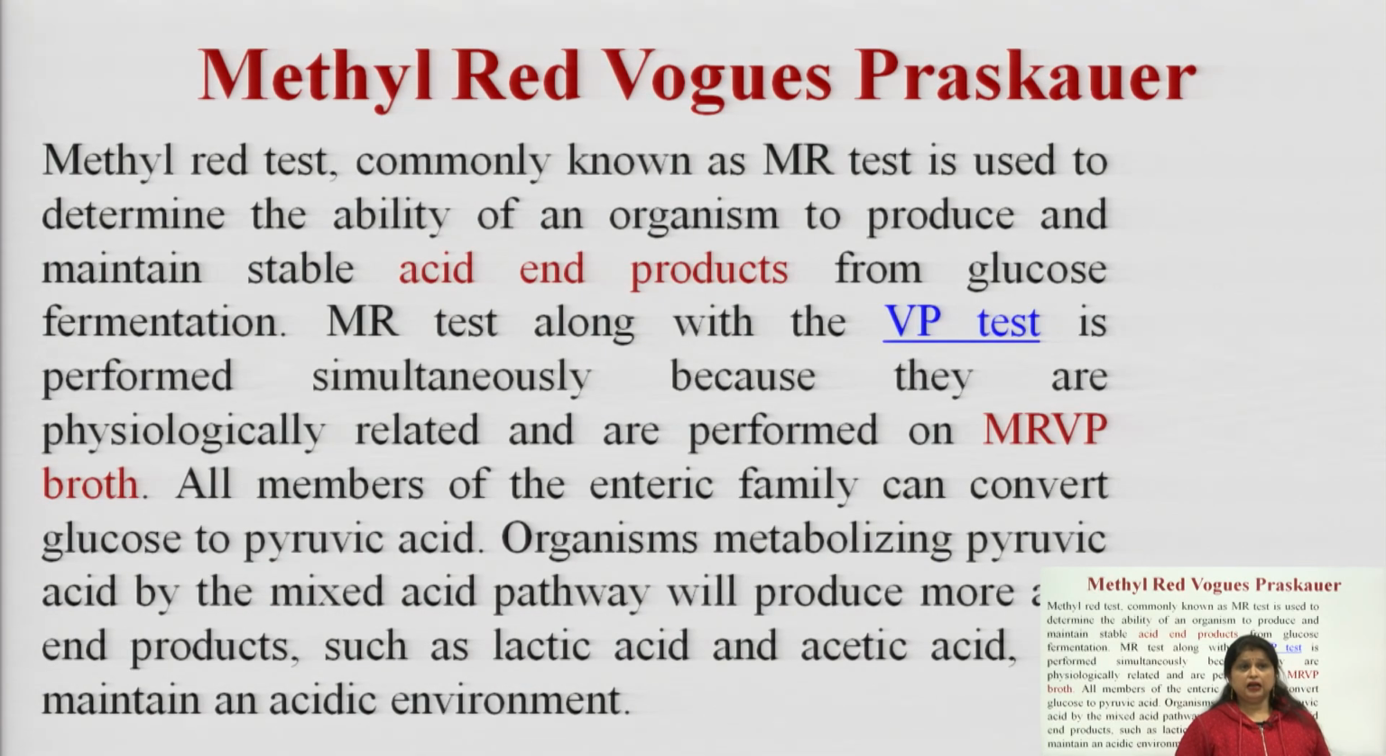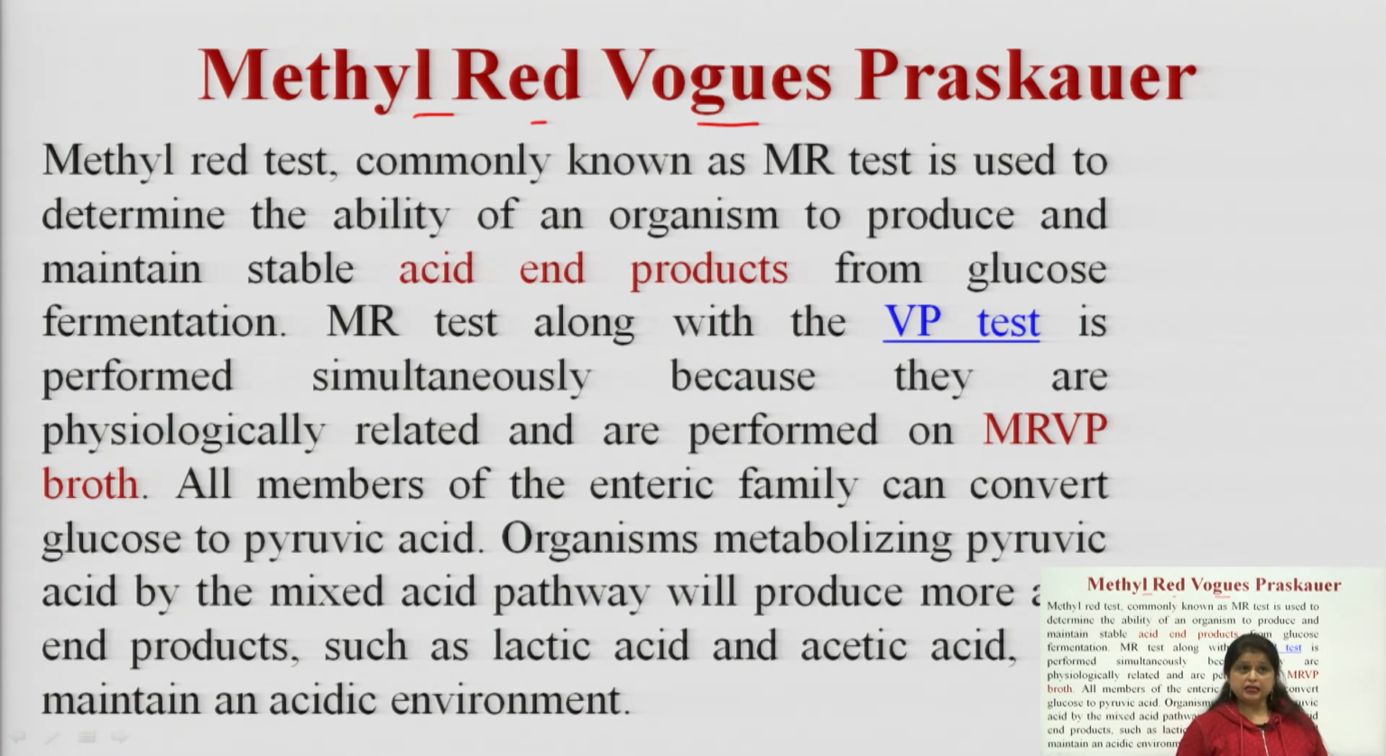Secondly, we can go for the methyl red Voges-Proskauer test. In the methyl red Voges-Proskauer test, methyl red and Voges-Proskauer are both reagents which you need to add into the preparation in which you need to identify some of the bacteria. Now, which type of bacteria do we actually identify using the methyl red Voges-Proskauer test?